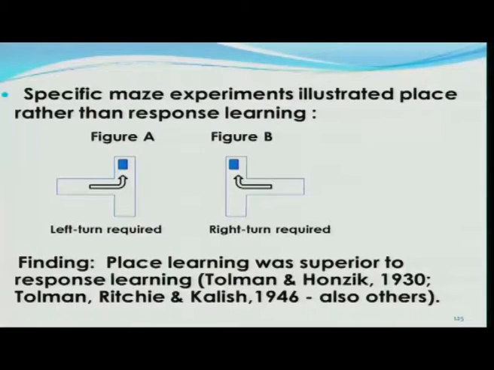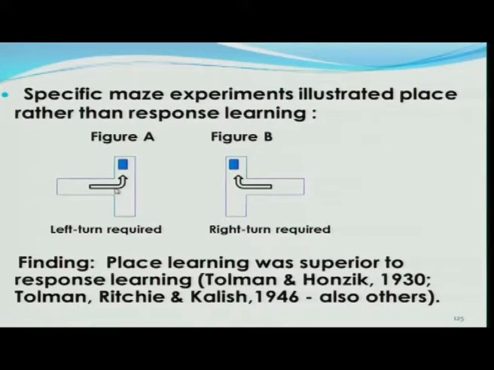To illustrate his point of place rather than response learning, Tolman conducted specific maze experiments along with his collaborators. Now, if we take a look at the two diagrams shown on the screen, figure A and figure B, one notices that this rectangle shown here is the food box, and the food box is in essentially the same place in figure B as well.